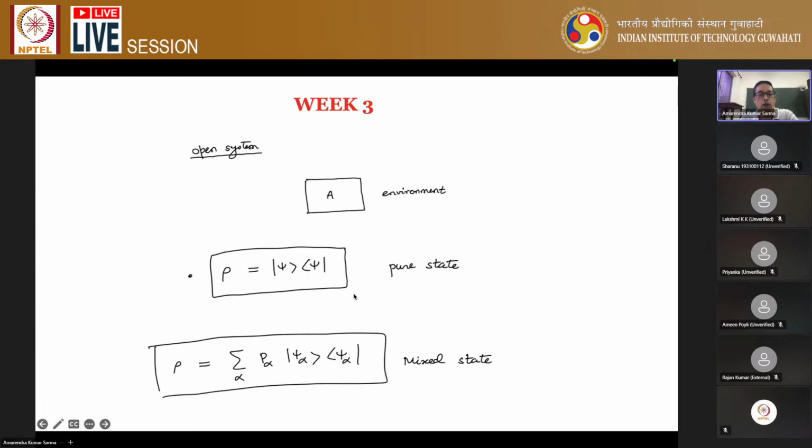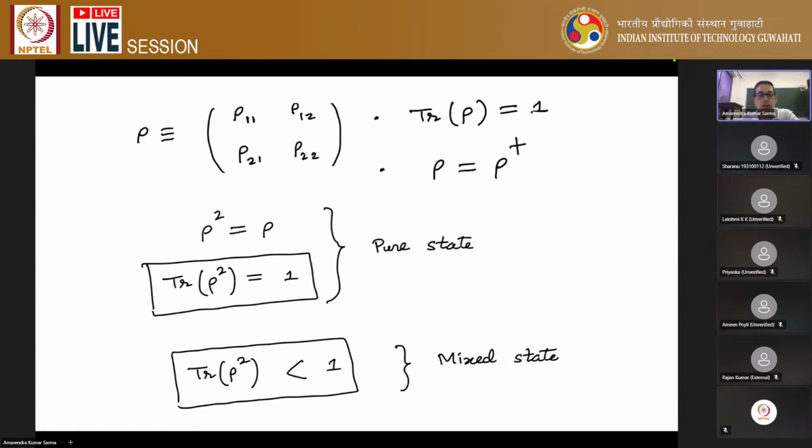Then in week 3, we went on to discuss the so-called density matrix formalism, because generally when you have a system which is isolated, you can represent the state of the system by a state vector. But when the system cannot be specified by a state vector, there you have to use the density matrix, and this density matrix formalism we discussed. For example, here you see this 2 by 2 density matrix that we have written. It's for a 2-level atom, and it is important to understand the physical meaning of all the elements here.